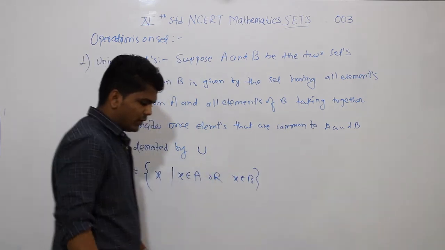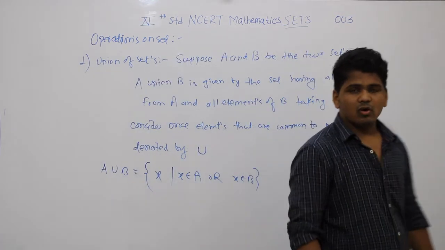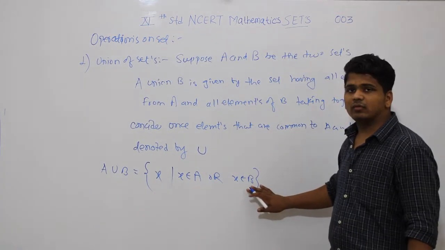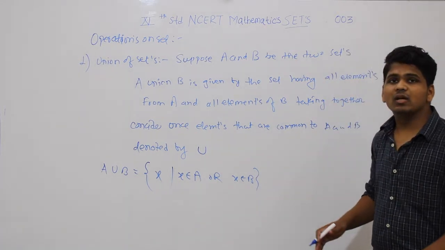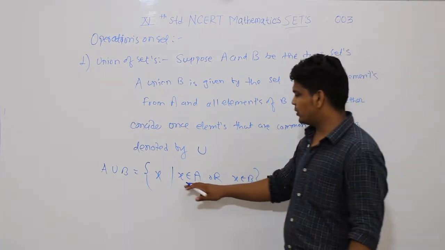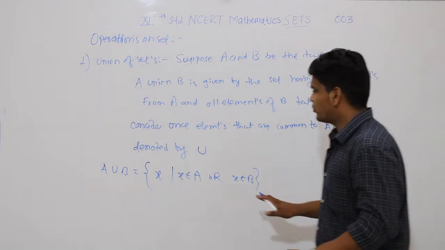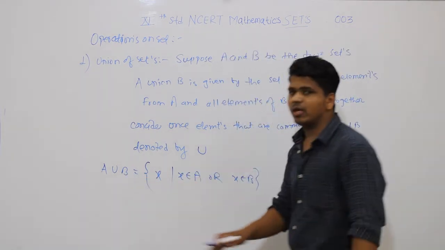Means your element must be from A or from B as well. We will not consider the common element twice. Your element must be from one of these sets. That will be A union B.